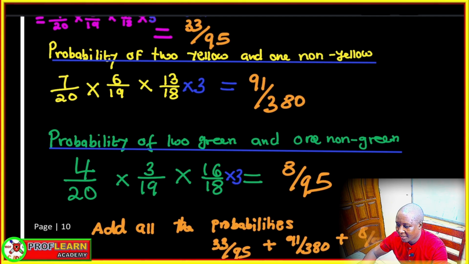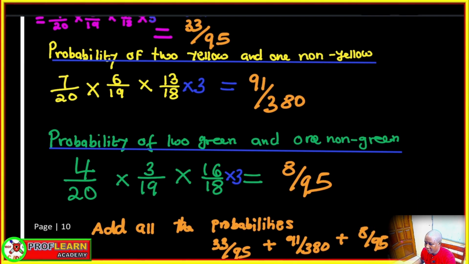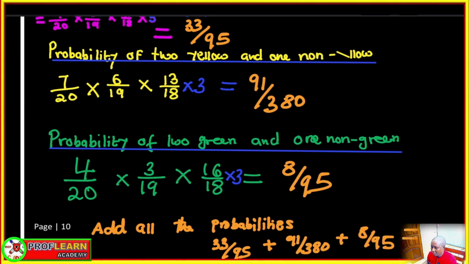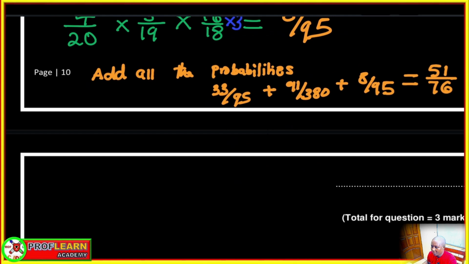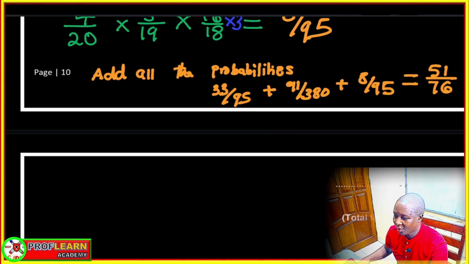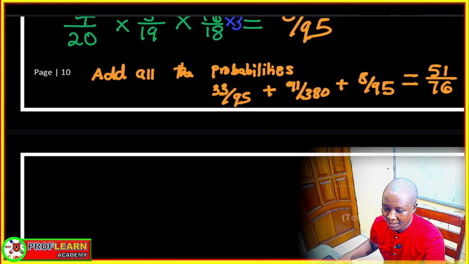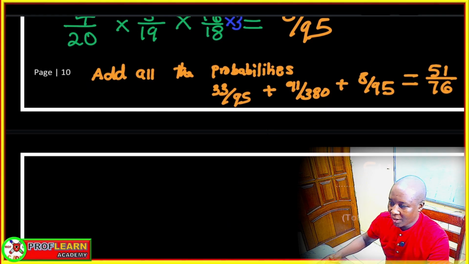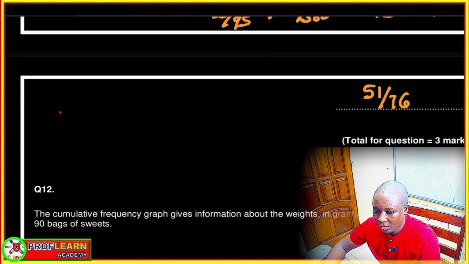If we add all this, we get 51 over 76. That's 51 out of 76, and you're going to get your marks like that. All right, so proceeding to the next question, I believe you've understood how to go about that.